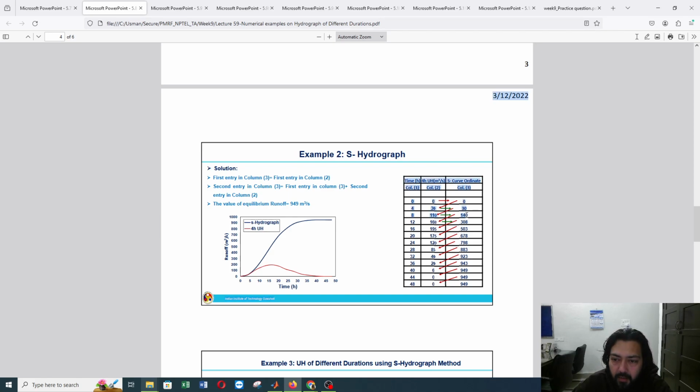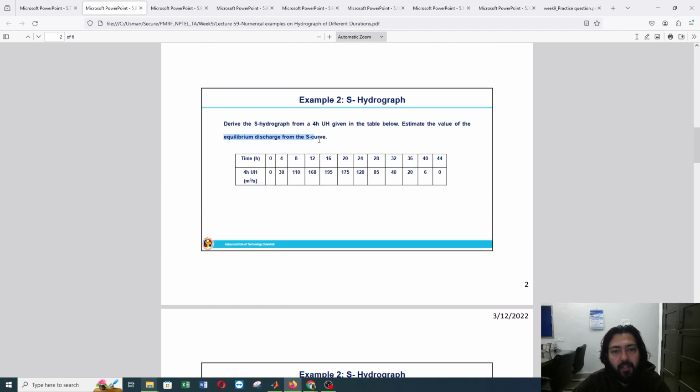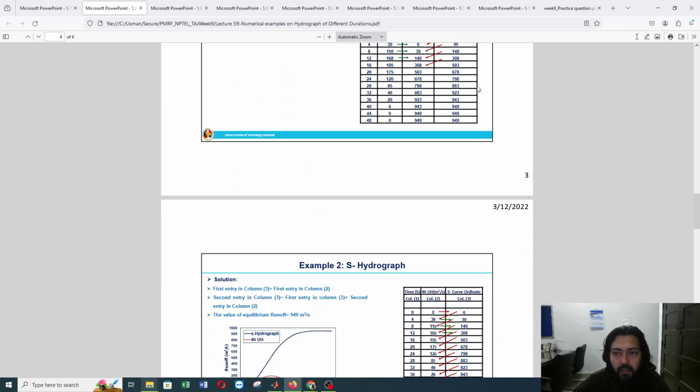Similarly, to calculate 140, it would be the second element in column 3 plus the third element in column 2, that is 30 plus 110, which is 140. Then for the next value, we take 140 plus 168, which gives 308. Then 308 plus 195 gives 503. In this way we calculate the S curve ordinate. After a period of time it becomes constant, and that value is the equilibrium discharge they have asked us to calculate. Here the value is 949.